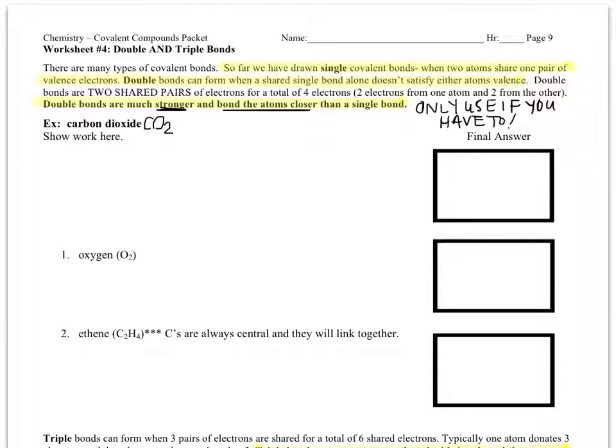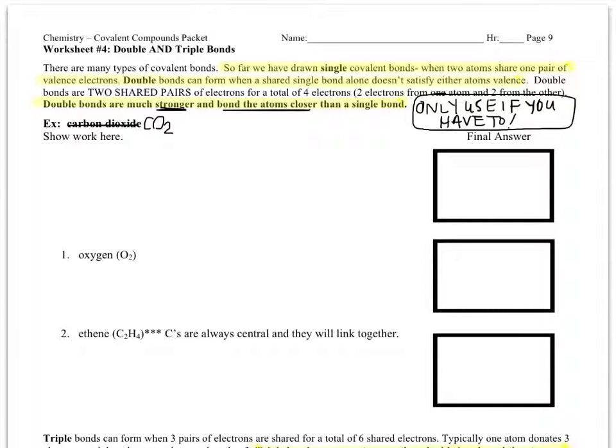So when you're drawing covalent bonds, I want you to work under the assumption to begin with that you're going to just be using single bonds, and only if you run into a choice where you have no other option do you use either a double or a triple bond. And I'll give you an example when you run into that situation.